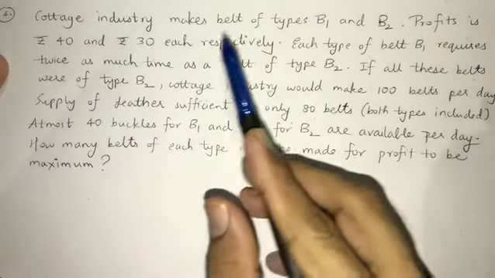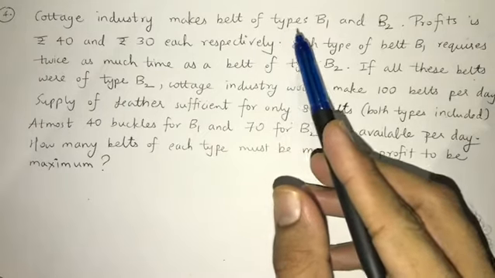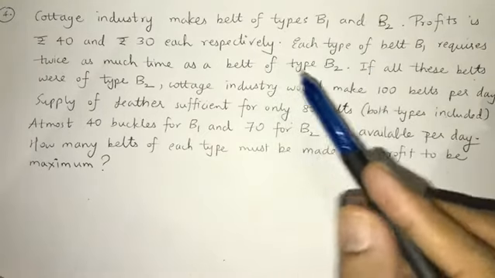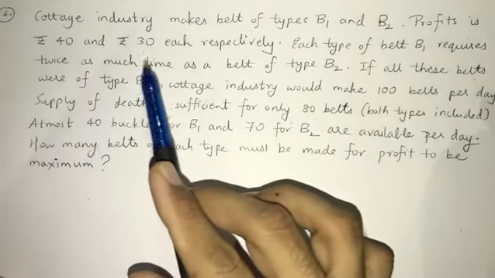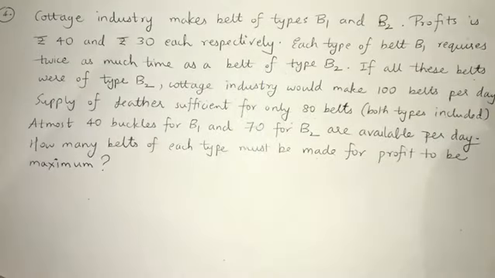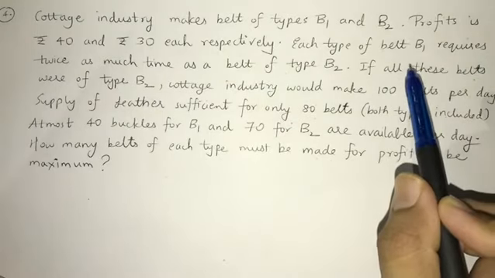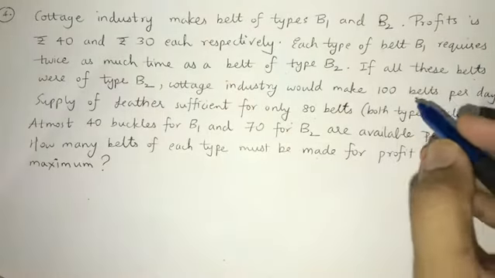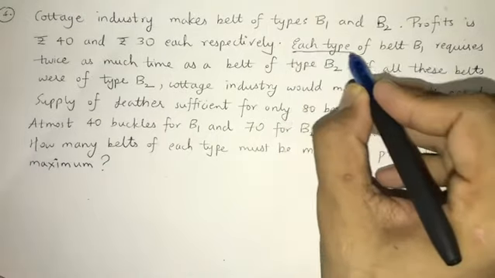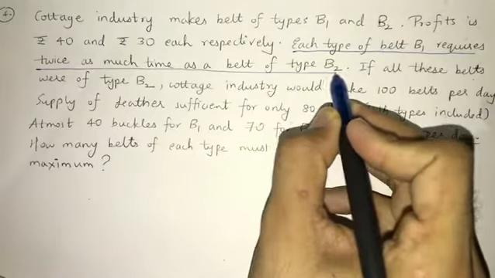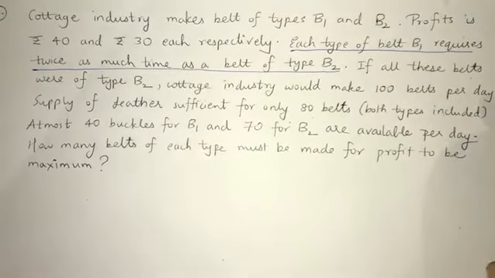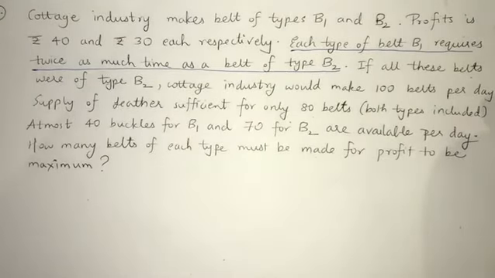Cottage industry makes belts of types B1 and B2. Profit is rupees 40 and 30 on each respectively. Each belt of type B1 requires twice as much time as a belt of type B2. This line is very important. It's a very important line. So what does that mean?